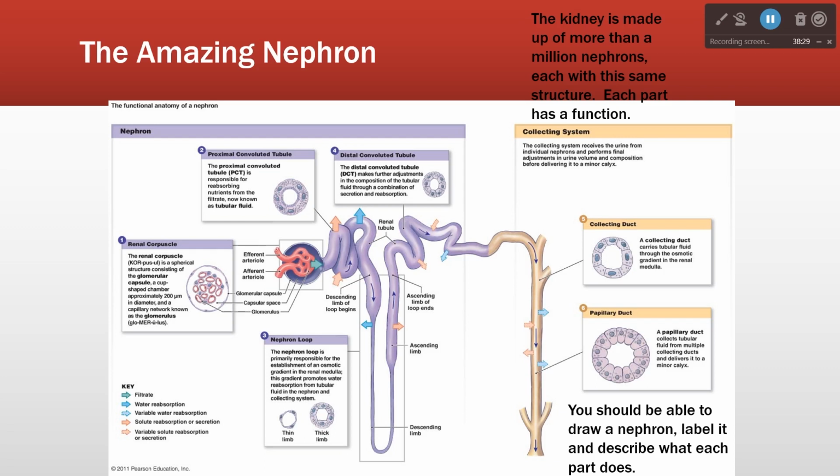Now, this is the overview, as I said. By the time we're done with this unit, you should be able to draw a nephron, label it, and tell me what each part does.